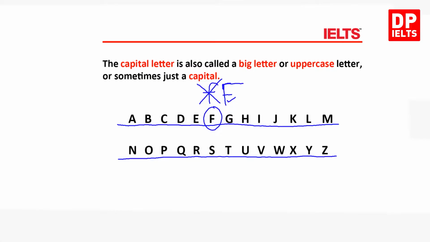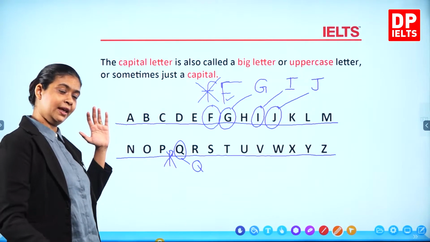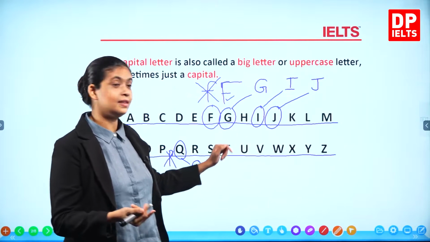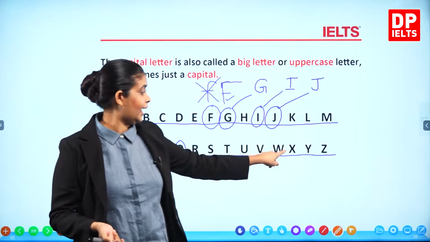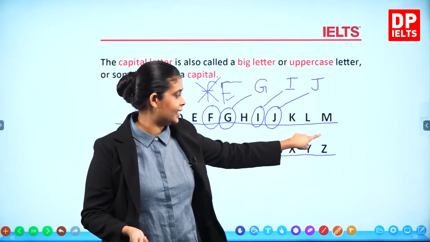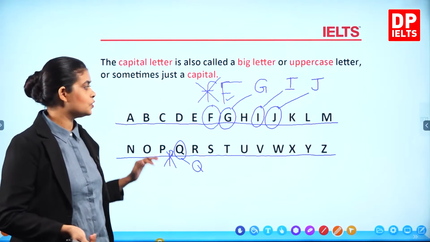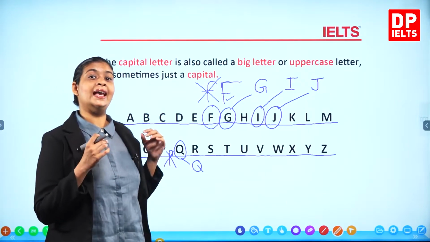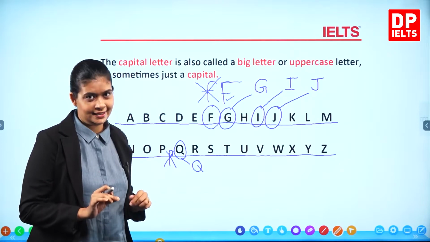U is the same as S. The capital letter has to be big. S, U is also big, same as S. Okay? P, P, same way. Okay? W, X, Y, Z, we call it Z. Okay? So all of these letters here, we call them capital letters or uppercase letters.